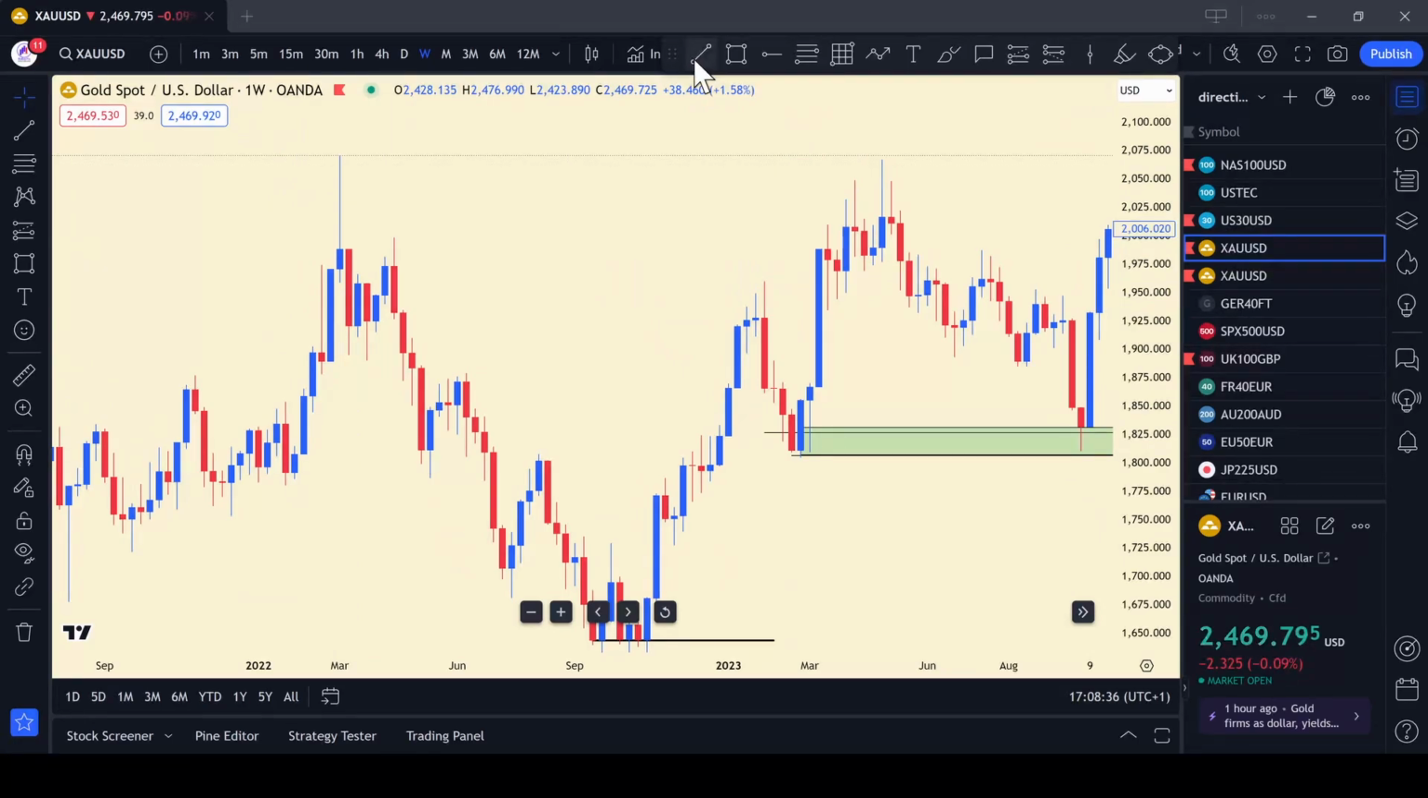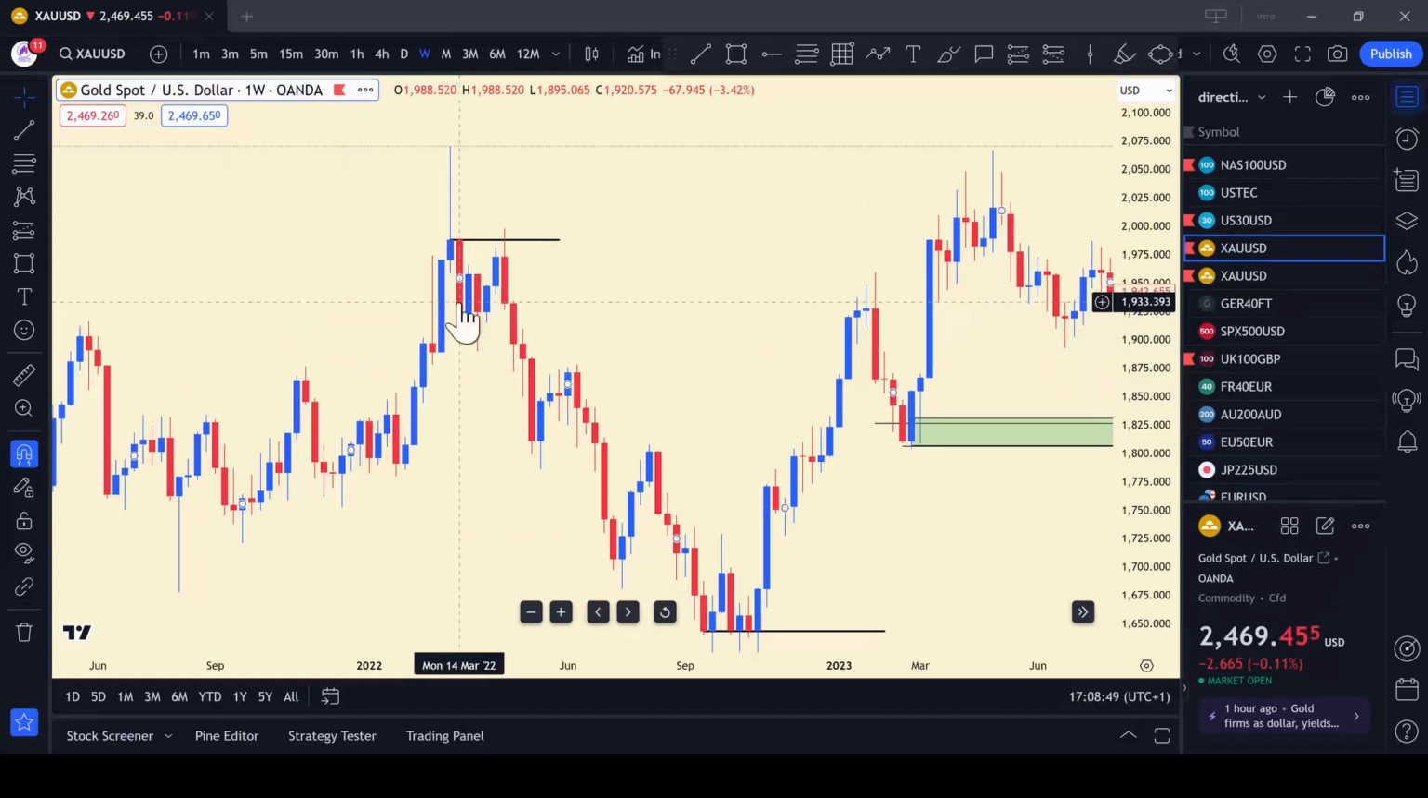So look at it here. This is my supply zone. Let me use the magnet. This is my supply zone. As you can see, price tapped there and rejected. What it's saying is that this level is strong. And once I see this rejection, I know that the market should be trading lower, going lower, going lower.